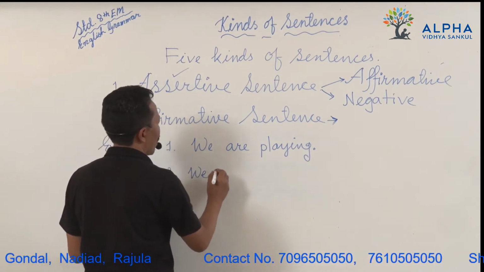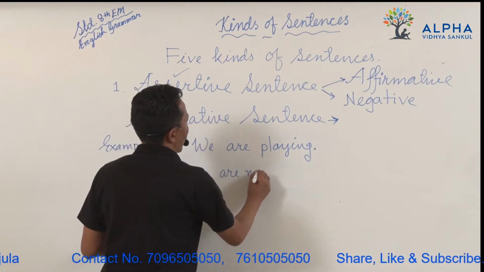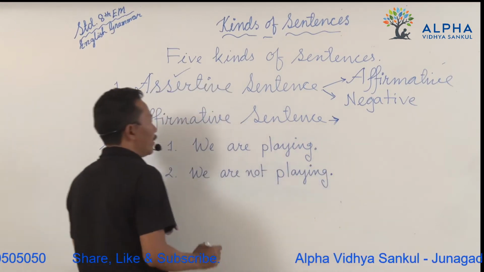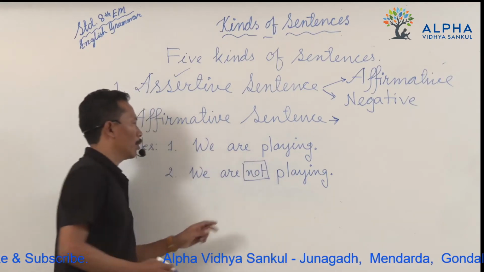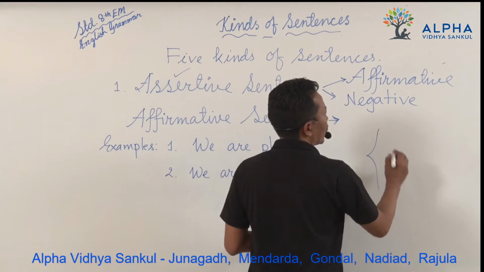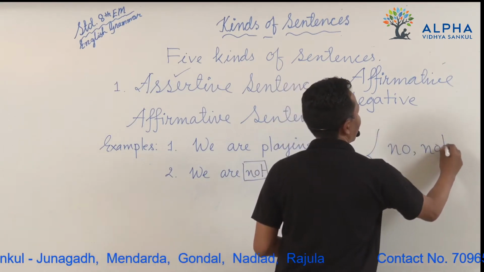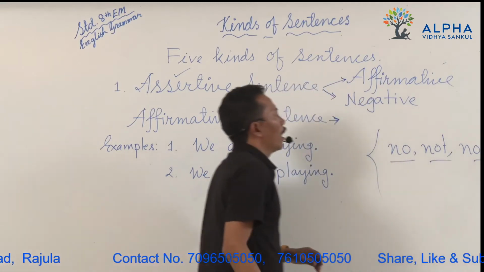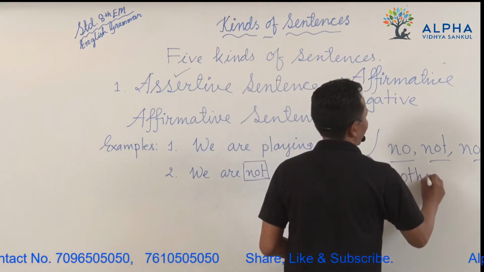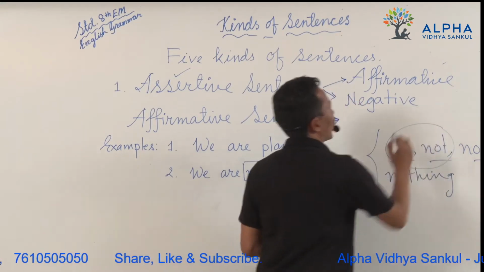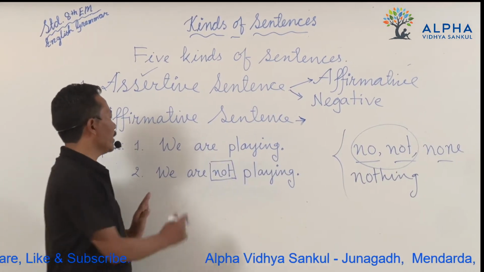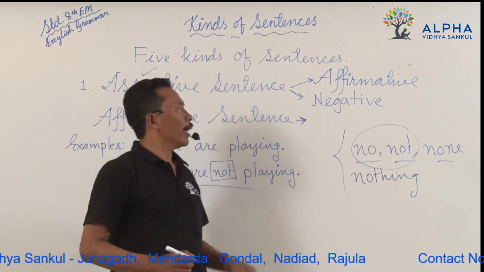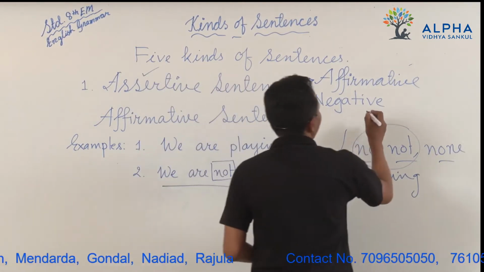Now let me write another sentence. We are not playing. Here we find the word not. So in a sentence, if you find such words like no, not, none, nothing, especially these two words, this sentence is called what? Negative sentence. The negative sentence shows negation and denial.